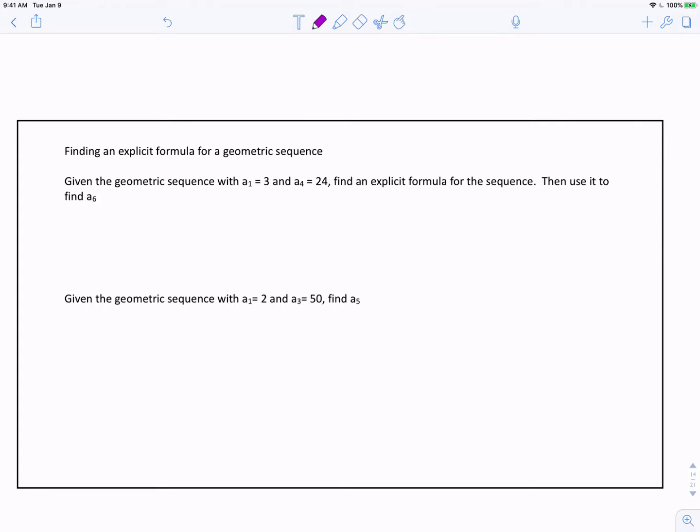In this next section, we'll practice finding explicit formulas for geometric sequences. Given the geometric sequence with a sub 1 equals 3 and a sub 4 is equal to 24, find an explicit formula for the sequence, then use it to find the sixth term in the sequence.